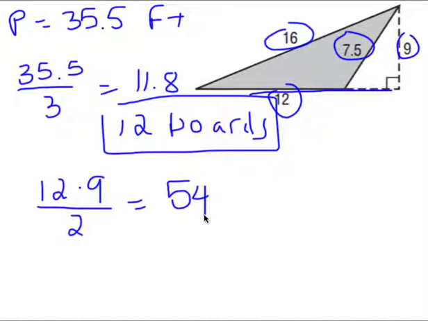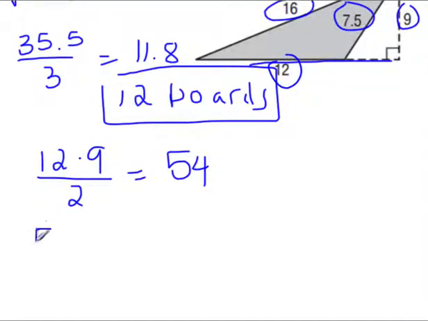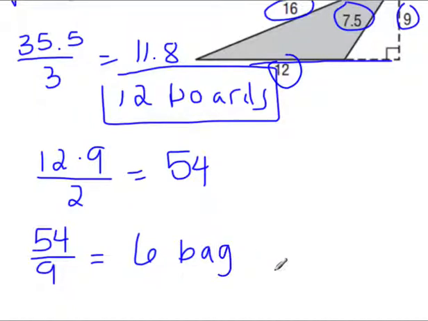So how much sand are we going to need? In the original problem, it tells us that each bag of sand fills 9 square feet. So we're going to take 54 square feet and divide it by the 9 square feet per bag. That divides evenly to be 6. So we're going to have to buy 6 bags of sand in order to fill the entirety of our sandbox.